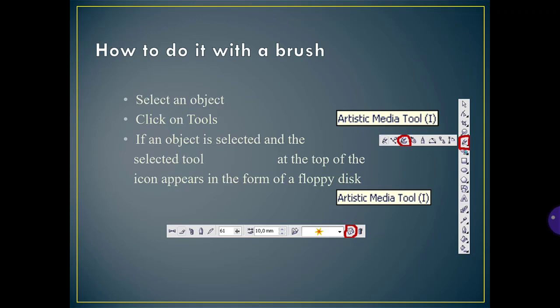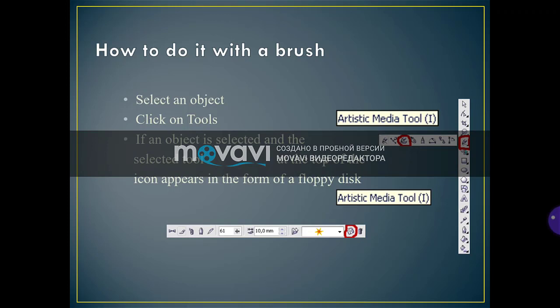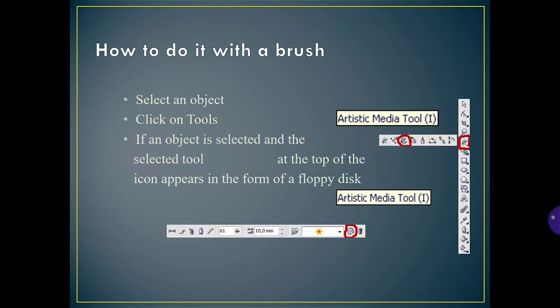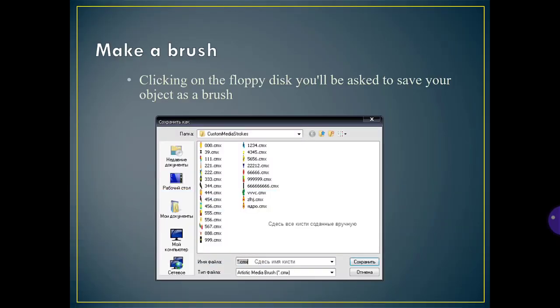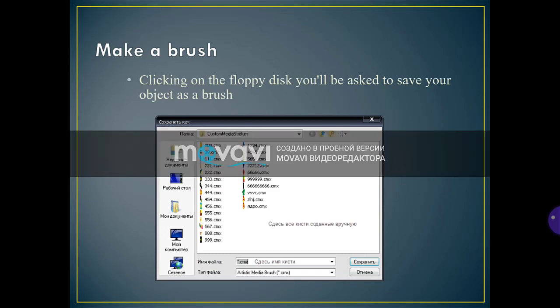How to do it with a brush. Select an object, click on Tools. If an object is selected and the selected tool is active, at the top an icon appears in the form of a floppy disk. Make a brush. Clicking on the floppy disk, you'll be asked to save your object as a brush.